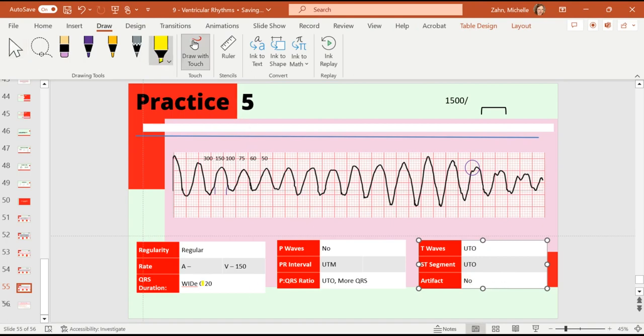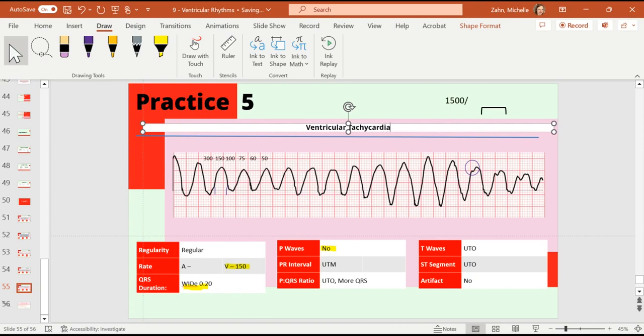So what do I have that's abnormal? It's wide complex. We have a very fast ventricular rate, no P waves at all. So this is going to be a ventricular tachycardia. Now, can you be more specific and say, is this monomorphic or polymorphic VTach? And I would argue for this one, you can be more specific.